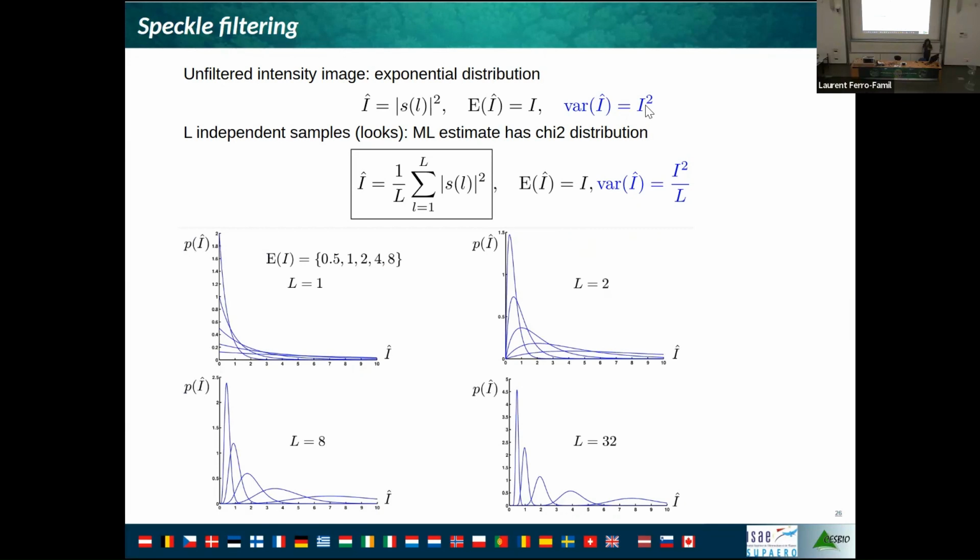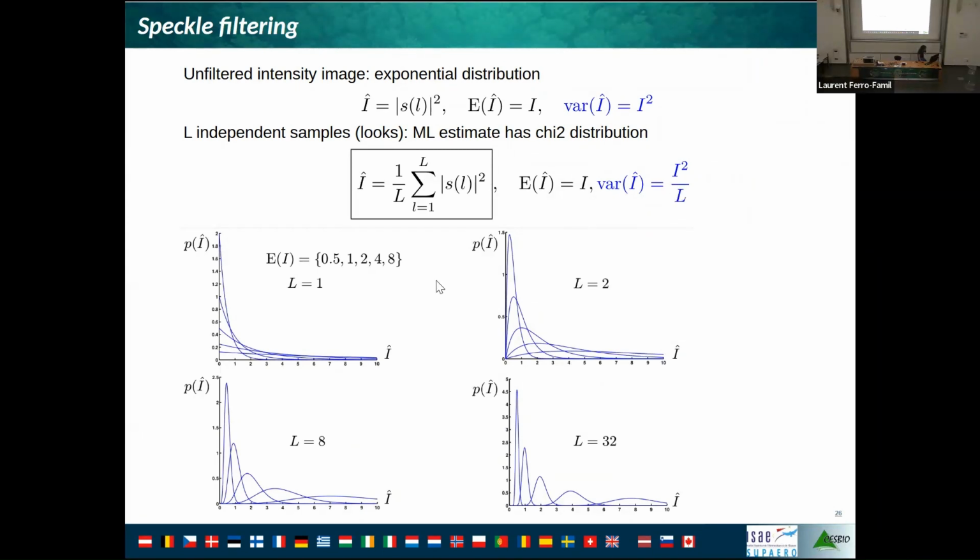It is given by the square mean, which is one of the maximum values you can get. It's maximally random. When you just take several realizations of the scene and you average them, then the variance is divided by L, the number of independent samples you use.